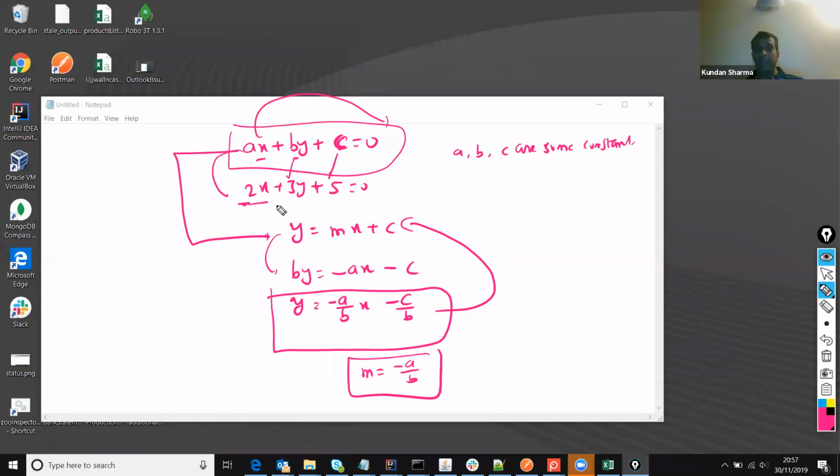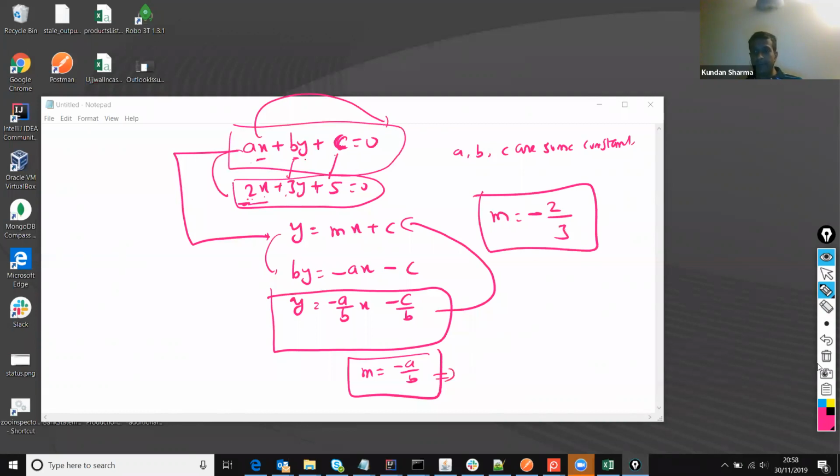So if you have to tell me what is the slope of this line, you can say that m is equal to, put the minus sign, and what is the value of a? The value of a here is the coefficient of x. So, Agrima, what is the value of a? 2. And what is the value of b? 3. So m is equal to -2/3. So we can tell the slope of a line if the line is given in the form of ax plus by plus c equals to 0, then slope is m is equal to -a/b. Is this clear, Agrima? Apu, is it clear to you?